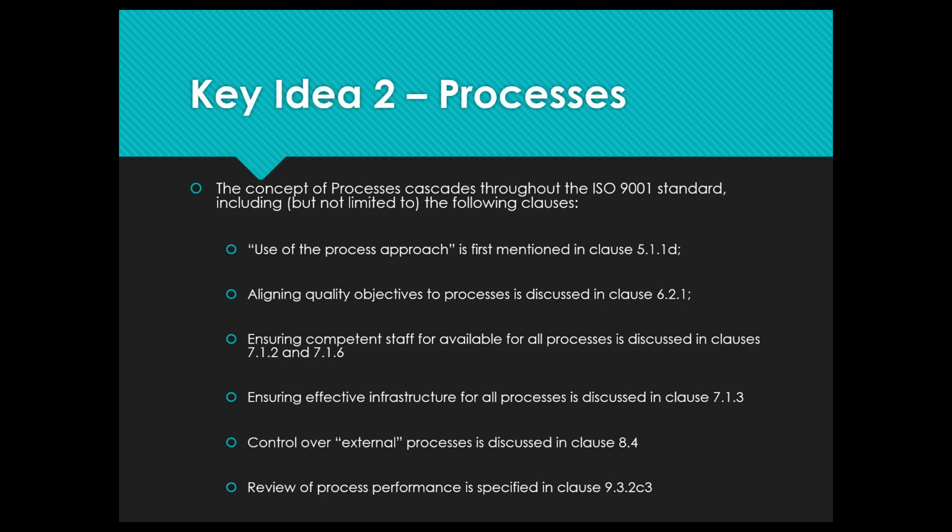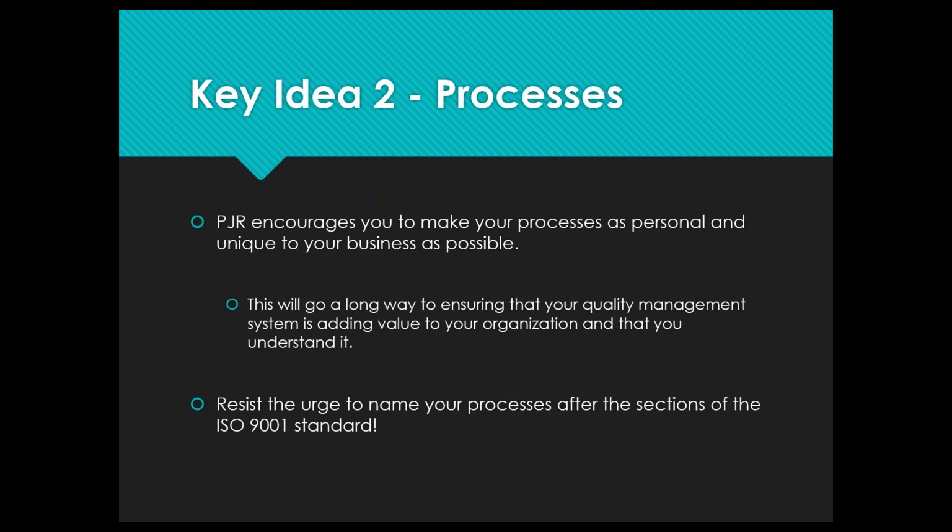Ensuring effective infrastructure for your processes. That comes up in section 7.1.3. External processes is mentioned in 8.4. And reviewing process performance. That comes up in section 9.3. So when you're determining what your processes are, we encourage you to make your processes as personal and unique to your business as possible.